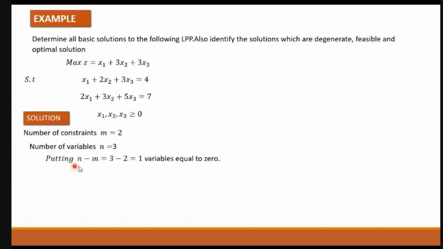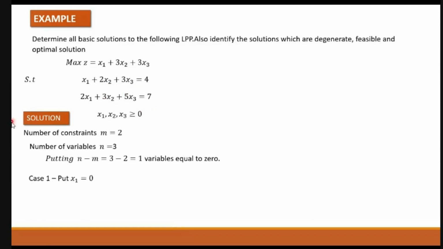Putting n minus m, that is 3 minus 2 equal to 1, we have to put one variable equal to 0. So check the number of constraints and number of variables, denote the number of constraints by m and number of variables by n, calculate n minus m. Whatever answer you get, that many variables we have to put equal to 0. Here we get n minus m equal to 1, so put one variable equal to 0. There are 3 variables, put one variable equal to 0.